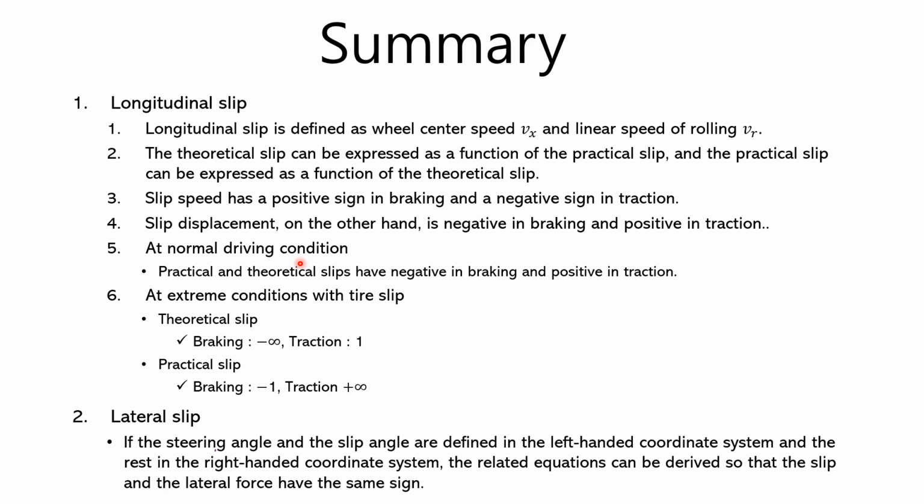At the normal driving condition, practical and theoretical slips are negative in braking and positive in traction. At extreme conditions with tire slip, theoretical slip is minus infinity in braking, 1 in traction. Practical slip is minus 1 in braking and plus infinity in traction. For lateral slip, if the steering angle and the slip angle are defined in the left-handed coordinate system and the rest in the right-handed coordinate system, the related equations can be derived so that the slip and the lateral force have the same sign.